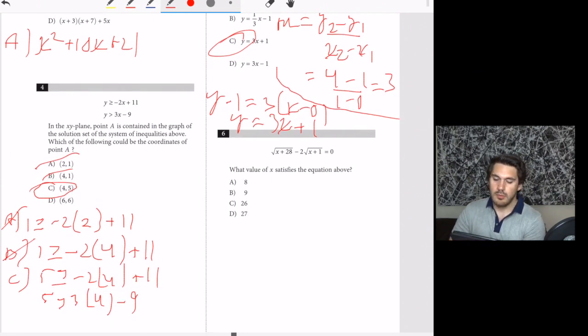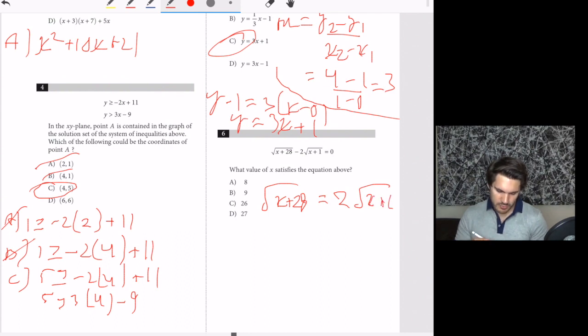Number 6. What value of x satisfies the equation above? Okay, so what I would do here is let's move the 2 square root of x plus 1 over to the other side. So if we do that, we'll get square root of x plus 28 equals 2 square root of x plus 1. Let's square both sides.